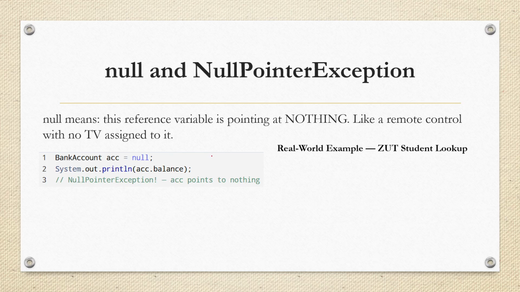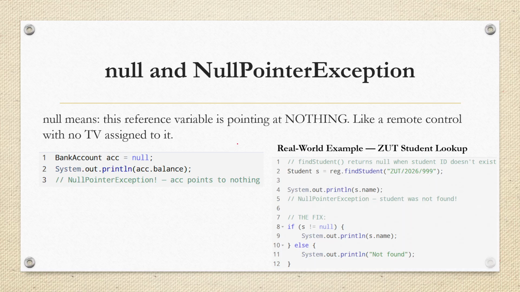Let's look at this in a real example. Imagine you write Student s = reg.findStudent, and you pass in some random ID, then it gives you a NullPointerException. The reason this is happening is because there's actually no student that has been found.